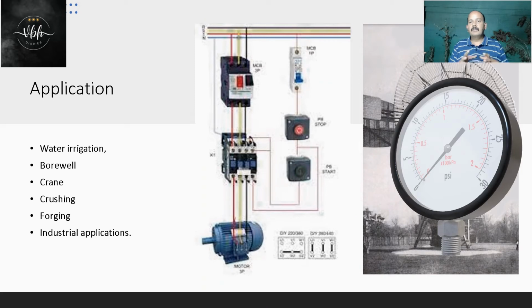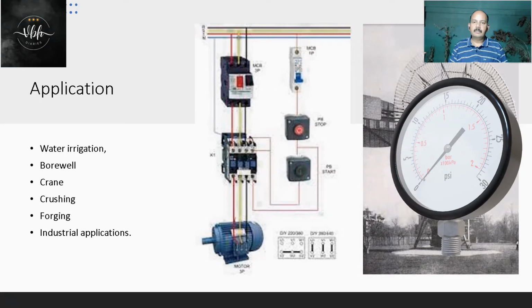And industrial applications, like rolling mills, all these things can use DOL starters. Depending on the motor size, DOL or star delta will be decided based on the kilowatt rating of the motor.